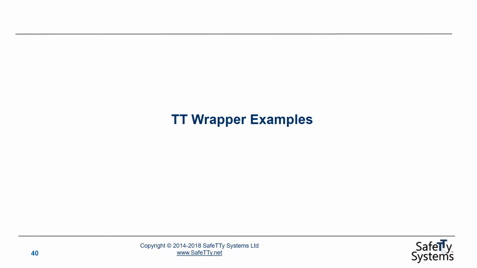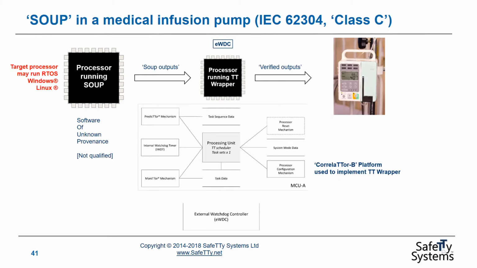Let's now briefly look at some examples of TT wrappers. In this example, we're considering the control of a medical infusion pump. So this medical infusion pump might be used, for example, to provide drugs to a patient who was undergoing treatment for cancer. We need to ensure that the correct drug dosage is provided to the patient.